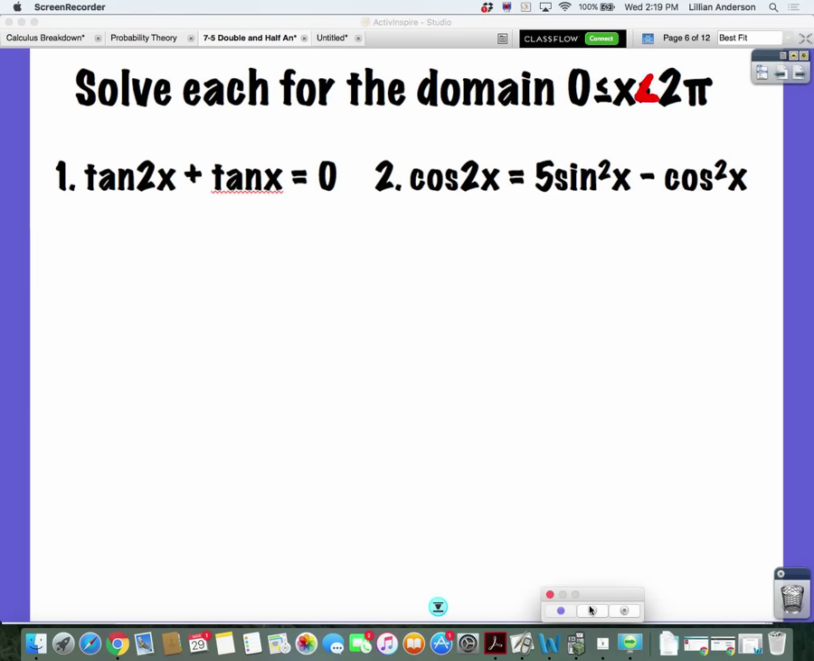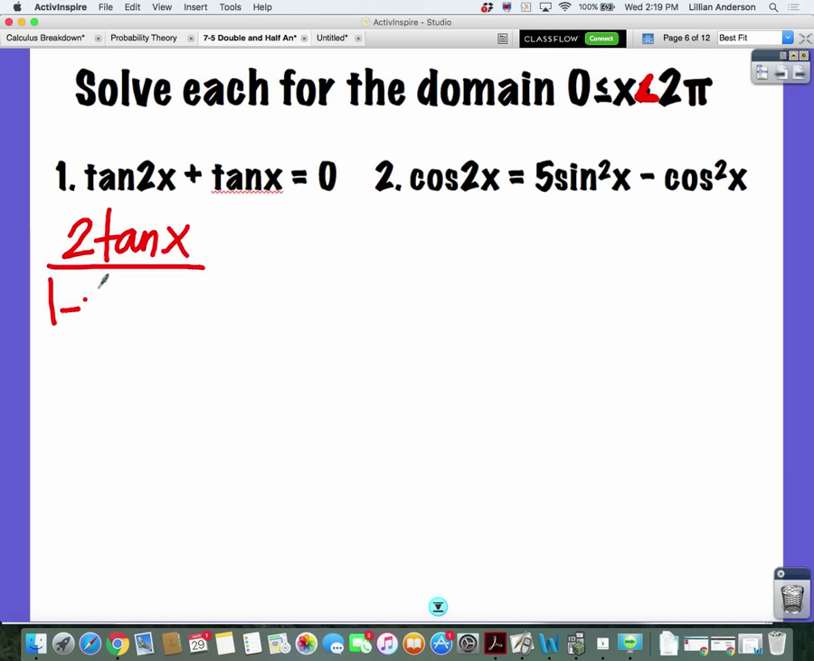So, we have tangent 2x plus tan x equals 0. We have to solve this. No, you cannot condense this and say this is tangent 3x. It doesn't work that way. Okay? But you can replace tangent 2x with that double angle identity for tangent. Does everybody see it in the card? That is a 2 tangent u, but I'm not going to put a u. I put an x, because I'm dealing with x's. All over 1 minus tangent squared x.